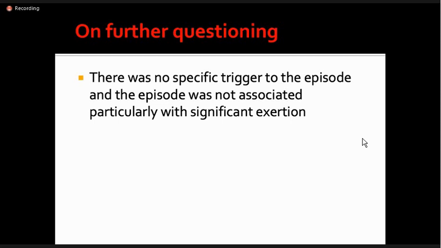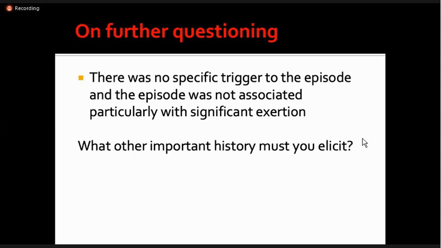So you ask the usual questions, no specific trigger. And in this patient, there was no significant exertion. It's a 6-year-old, so he's always playing around. So parents could not pinpoint anything and say, this is what happens before the episodes. Now, what other important history must you ask?